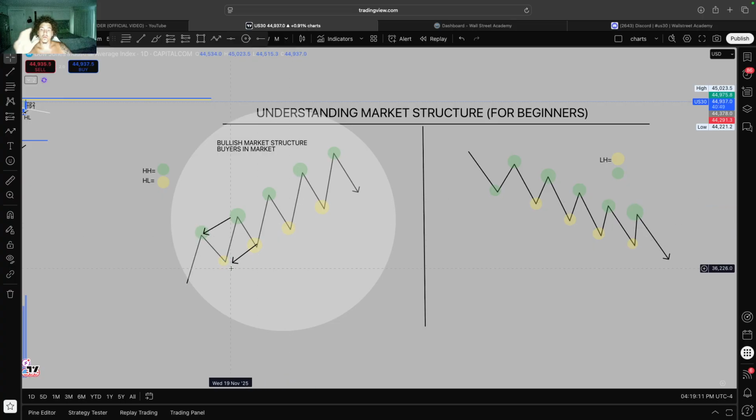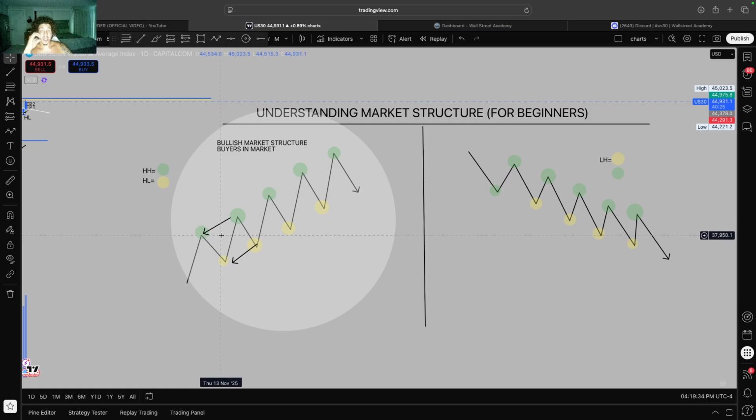All right. So you're only going to get higher highs and higher lows during an uptrending market, or bullish market. Okay. So higher high, higher low, higher high, higher low, and so on. Right. So plain and simple, this is market structure.